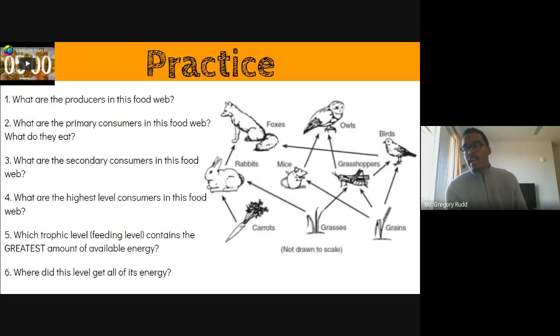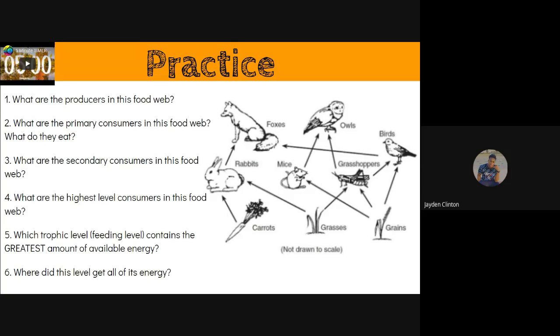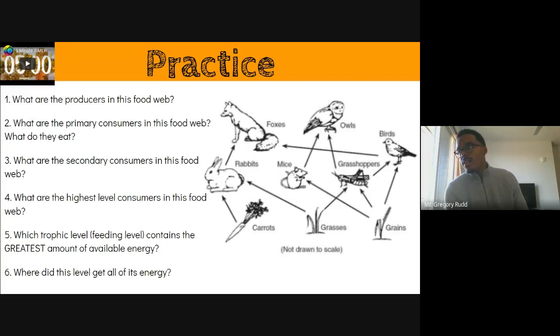What are the secondary consumers in this food web? Fox, owls, birds. Okay, good. So the secondary consumers are, of course, eating the primary consumers. So these would be the foxes, the owls, and the birds. What is the highest level consumer in this food web? The fox.